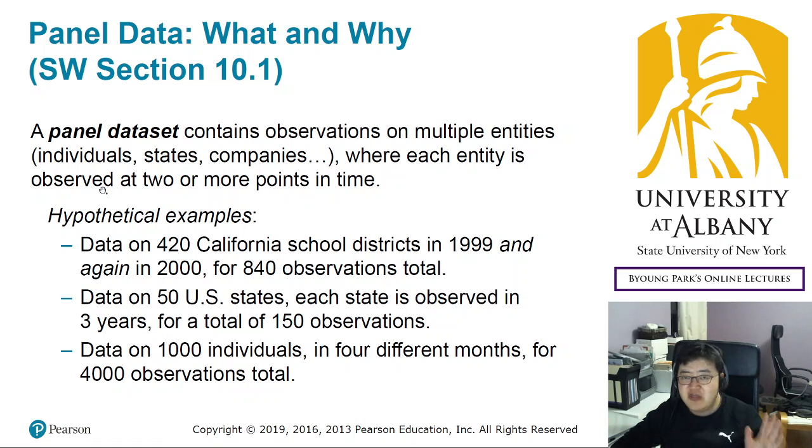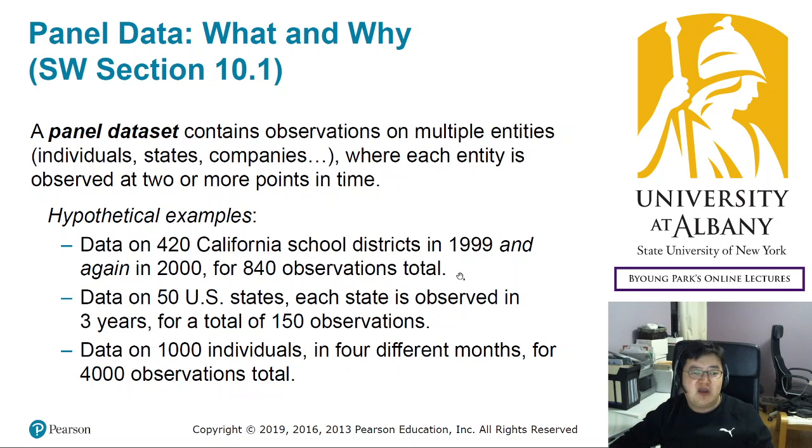So think about some examples. Suppose that you observe 420 California school districts in 1999 and again in 2000. So you observe the same school district's outcome variables over 2 years. So you can observe how they change over time, and you observe two outcomes for each school district. Another example. There are 50 states, and you observe, say, GDP over 3 years.